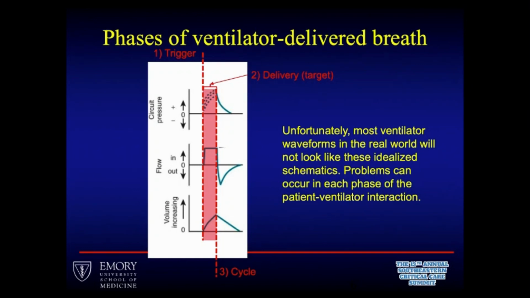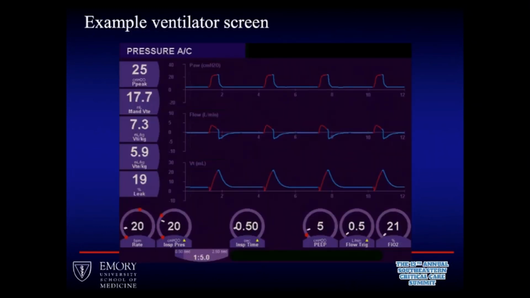Unfortunately, these waveforms that are schematics look really nice, but in the real world, it often may not look like this. So you have to know what they're supposed to look like. All right, so here's an example ventilator screenshot from a patient on pressure assist control. So it's a pressure control mode. And the top waveform is airway pressure. There's no esophageal balloon. The second is flow versus time, and the last is tidal volume. And on the left are some of your readouts, and on the bottom are some of your inputs. And so the next question is going to be about this screenshot.